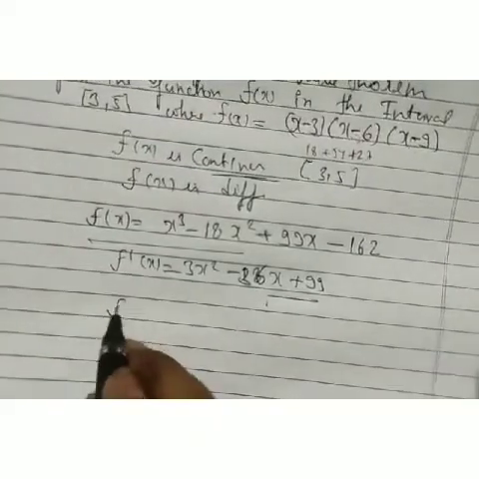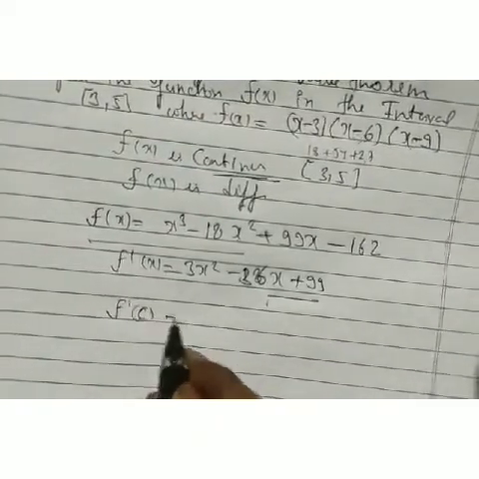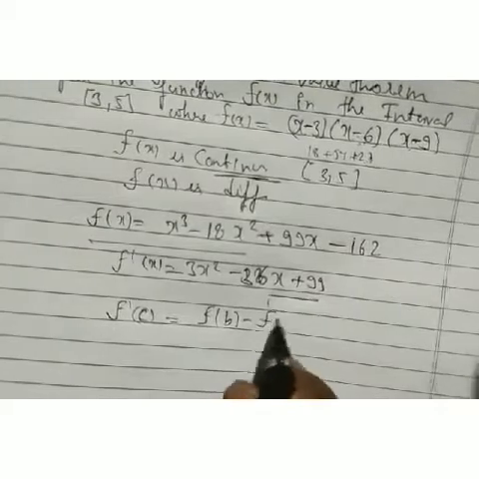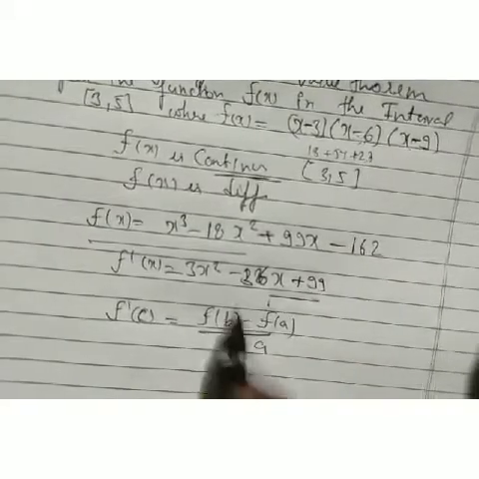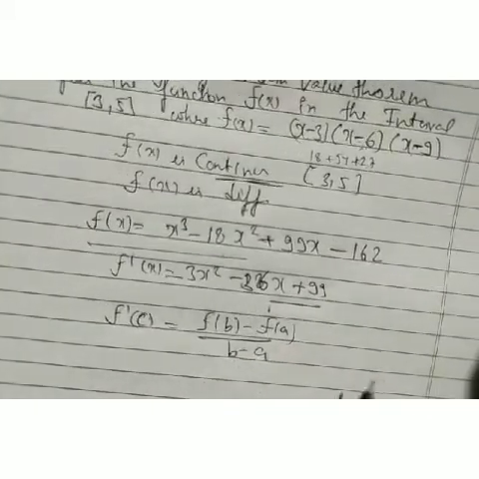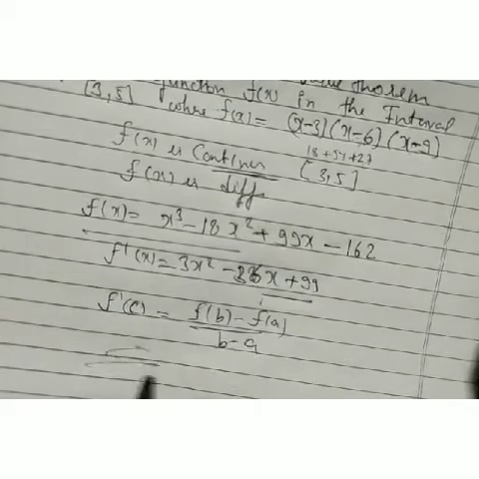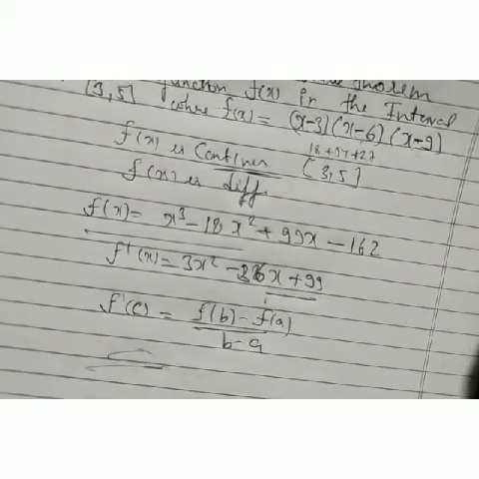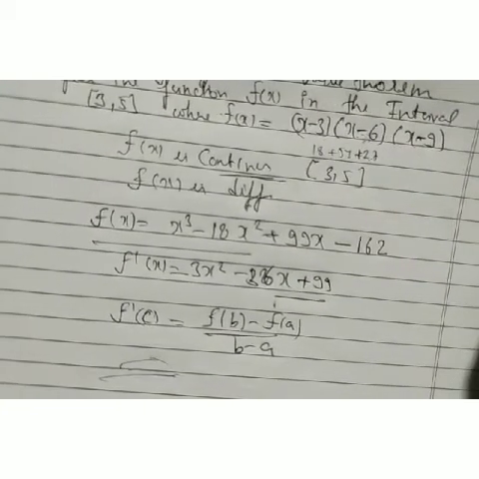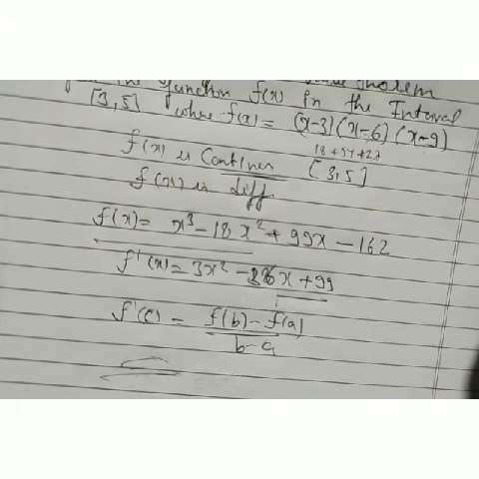Then we have f dash c equal to f of b minus f of a over b minus a. Now you are able to put in the values. We find the values of f of 5 and f of 3, and 5 minus 3, and get the value of c here. Now in our next classes, we are going to start our next chapter, rate of change.